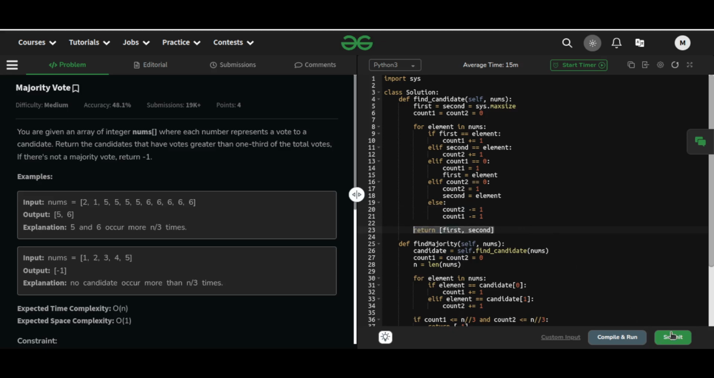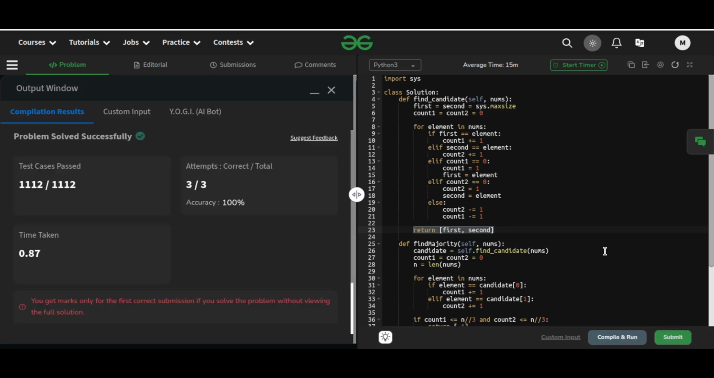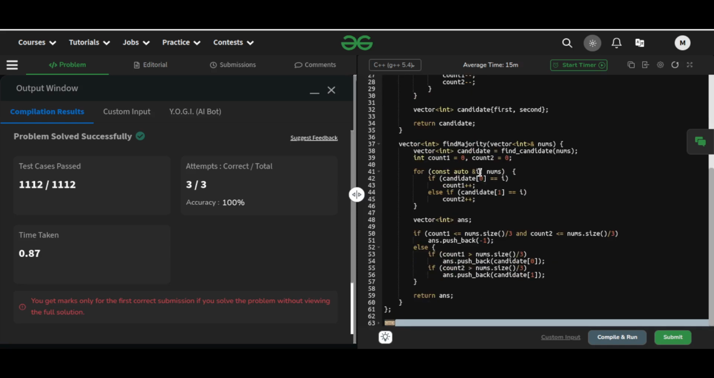So that's the Python implementation, folks. Now let us submit our solution. So our Python solution got accepted. Now let us look at the C++ solution. The C++ solution is also the same, folks.